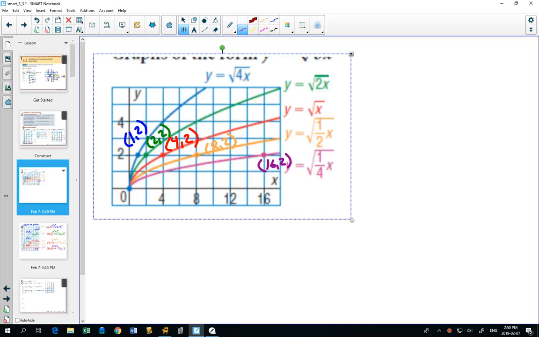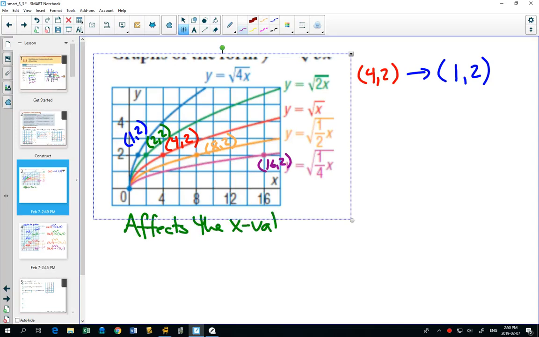So this time when we go from red to blue, we notice that it's our x coordinates that have changed. So beside the first one we said it affected the y coordinate. In this one we can say it affects the x values. And it goes against what we want it to.